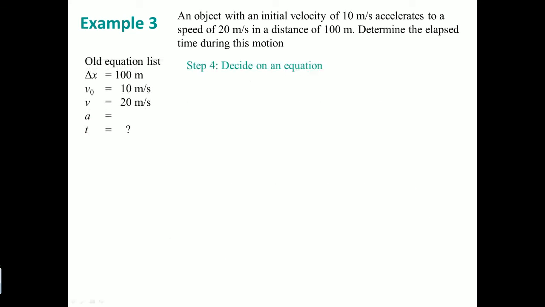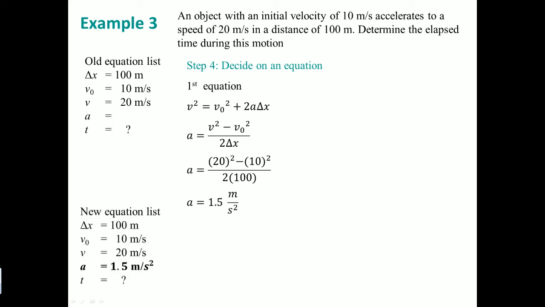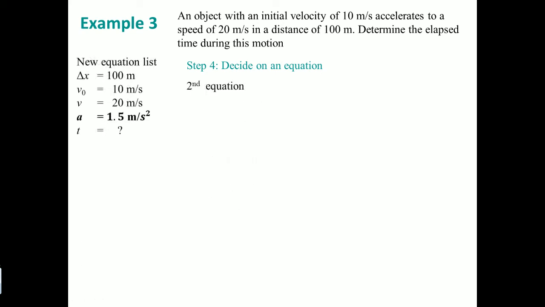Here are the list of variables again, and I remember my first equation was this. This has no time component to it, right? Solving for the literal equation, then making the substitution, I got a equals 1.5 meters per second squared. Now I have my list of variables. Notice now I have an acceleration. I just need time. So I repeat this again, but now with the new equation, v equals v naught plus at. Solve for t, make the substitution. You get t equals 6.67 seconds.